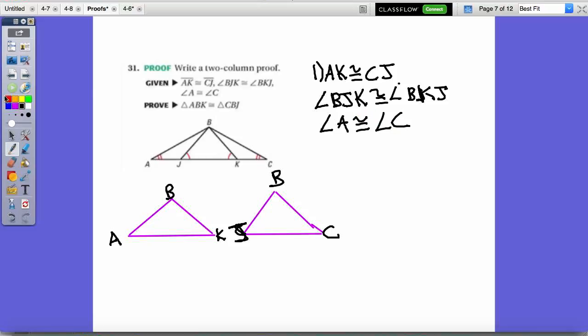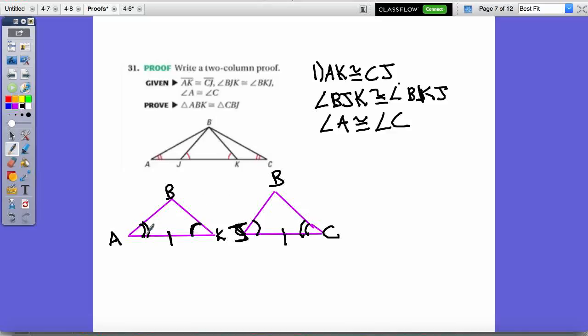So I'm going to mark some stuff up here. I got that AK is congruent to CJ. I got BJK is also going to be BJC. They're going to be the same thing. Is congruent to BKJ. So these are like mirror images of each other. And angle A is congruent to angle C.